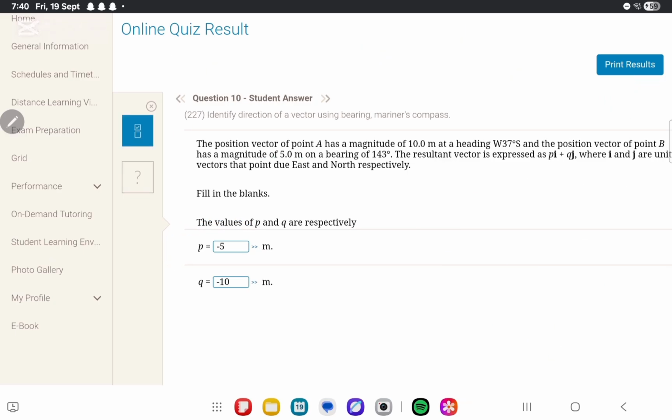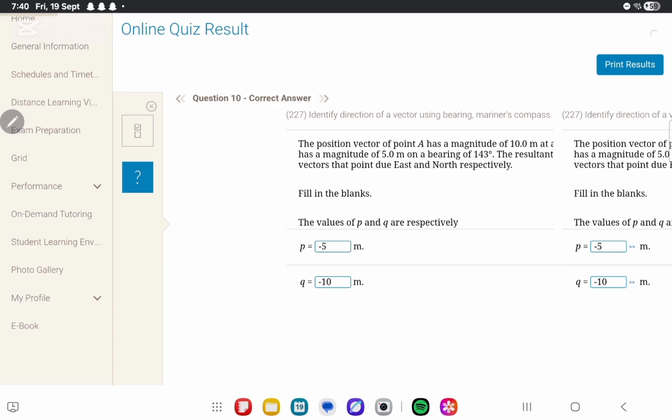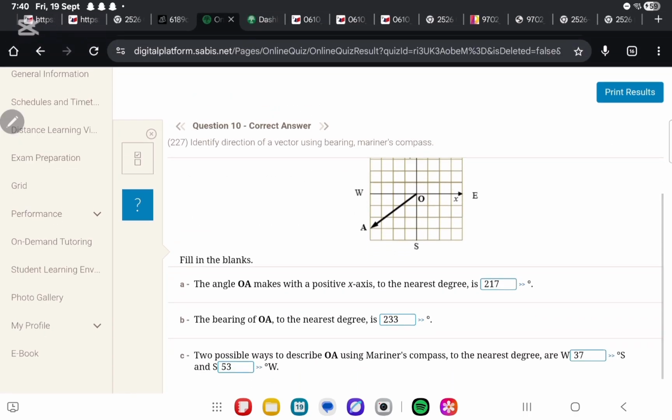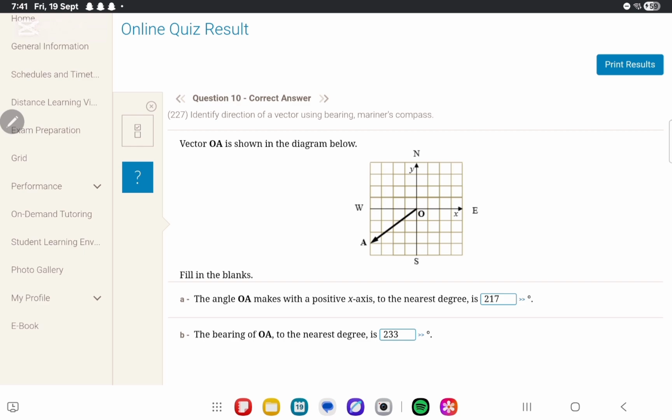Okay, moving on to question 10. Vector OA is shown in the diagram below. The angle that OA makes with the positive x-axis. So first, let's find what vector OA is. So we're starting off from 0, 0. And we're ending at 1, 2, 3, 4. So negative 4, 1, 2, 3. So we're ending off at negative 4, negative 3.